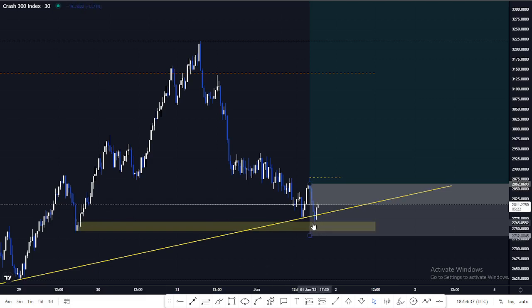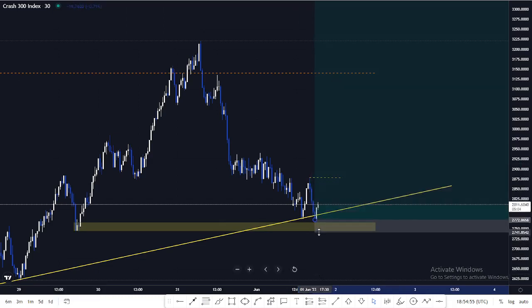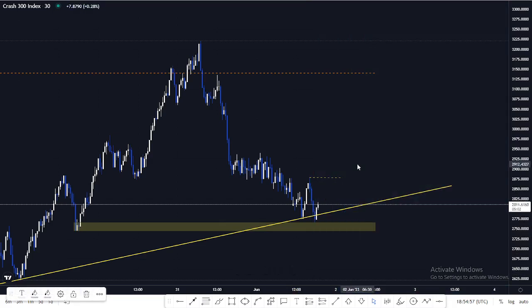So this was the entry. You could have entered a very beautiful entry based on this demand here, this 30-minute demand. Once it was touched, you could have actually entered a sniper entry there. Your stop loss just below the zone. That was the first opportunity, right?